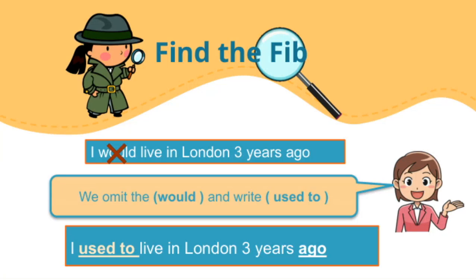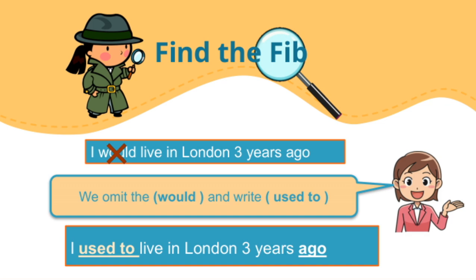All right, on this slide, I want to highlight the difference between saying, I used to live in London 3 years ago, and the incorrect form, I would live in London 3 years ago. As you can see, we omit the would here because used to is the correct expression for talking about past habits or states. Now, this leads us to the activity called Find the Fib, where you'll have to identify which statement is not accurate or doesn't fit the pattern.